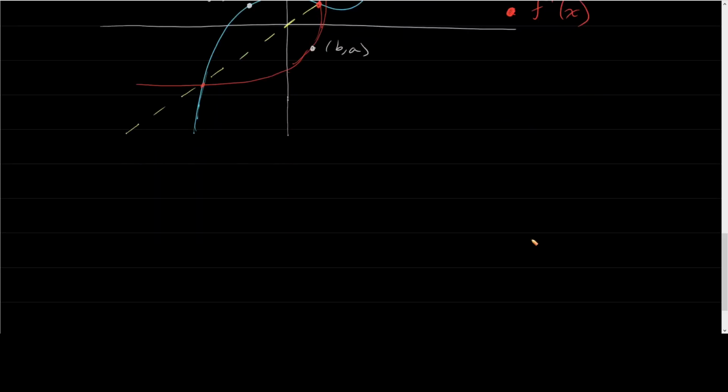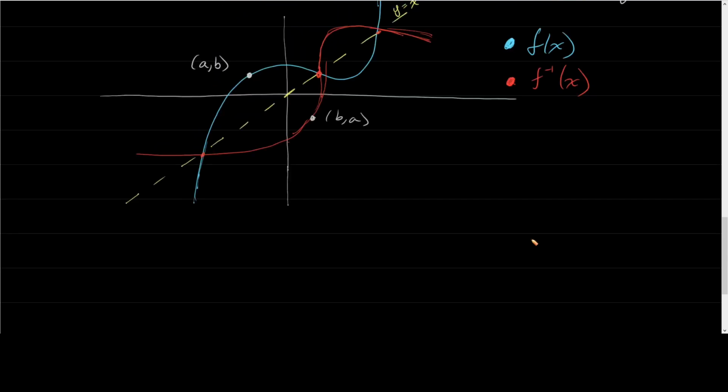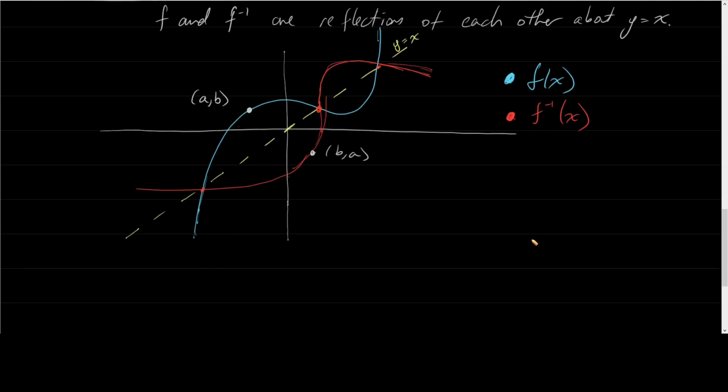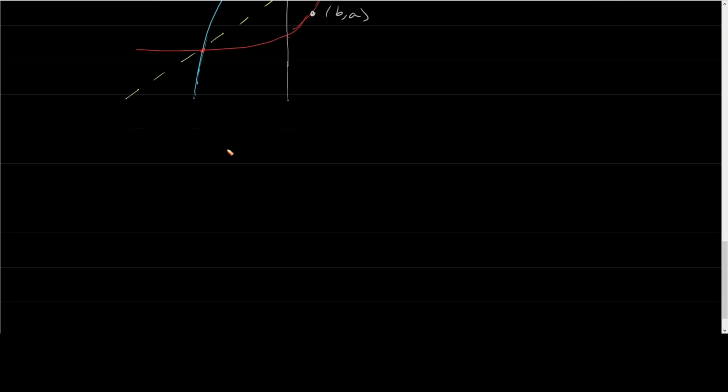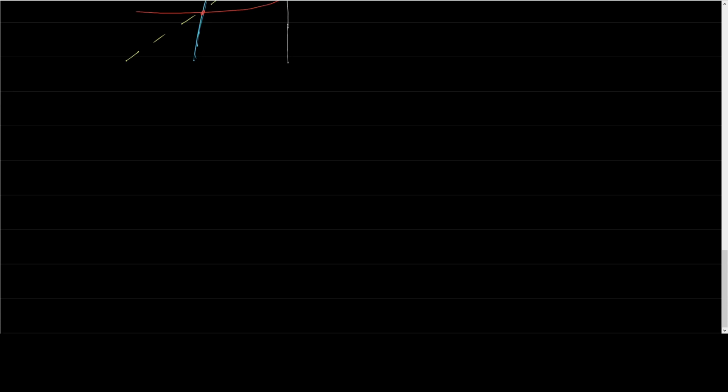Now, in order to actually be an inverse function, you need to make sure that it passes something. So this drawing, I will later point out what it fails. All right. So one-to-one functions. All right. So let's consider one-to-one functions.